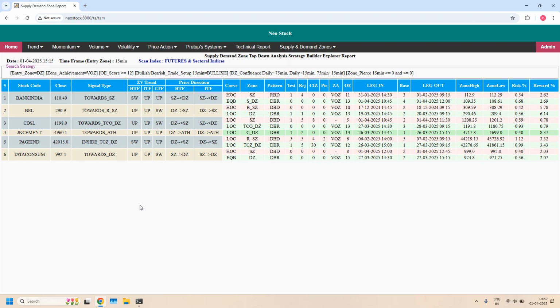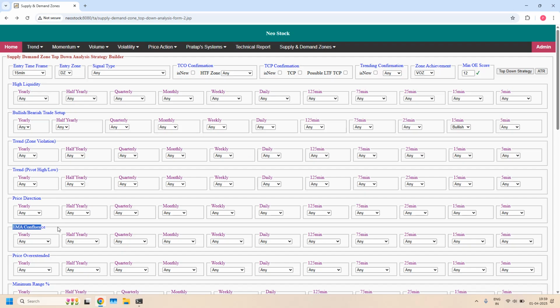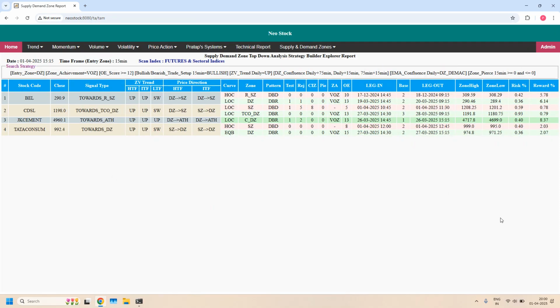Inside those daily demand zones, these 15 minutes demand zones might be overlapped. So to verify that, in the EMA confluence at a daily time frame, I am selecting whether daily demand zone having daily EMA confluence. At the same time, the trend on the daily should not be sideways. It should be uptrend because it is bullish trade setup. So we got 4 stocks. So these 4 are having even more high probability to get success.